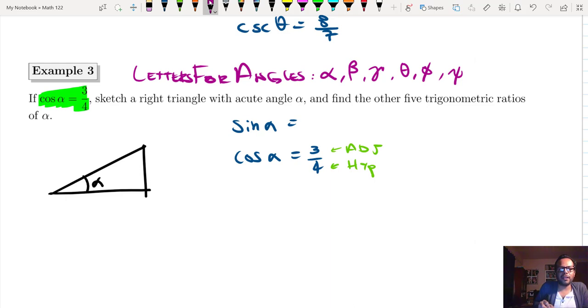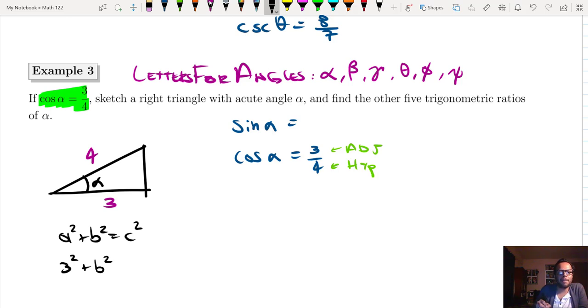The one that I just labeled is the opposite, not the adjacent. Notice how it's facing against the reference angle alpha, so the correct labeling would be this. We need to find the vertical side. Again, what are we going to do? We are going to use our Pythagorean theorem: a squared plus b squared equals c squared. So a squared, which is 3 squared, plus b squared, which we don't know, equals 4 squared.